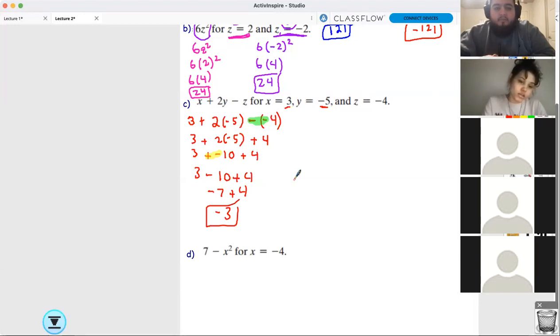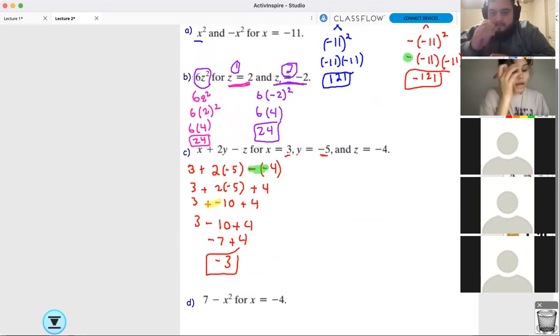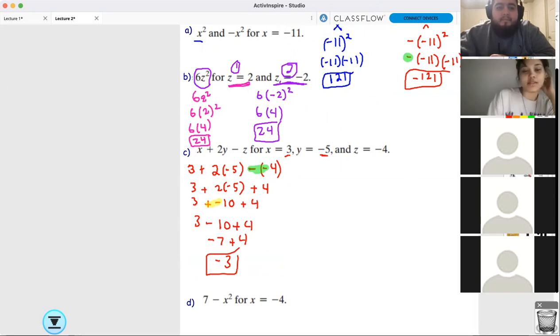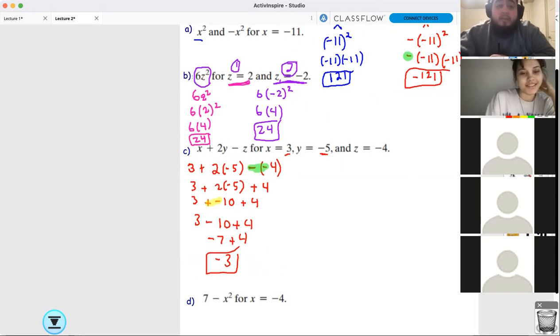I do have a question about B. Go. So on the second z equals -2, where did the exponent 2 come from? Look at the expression. Kayla, what do you see? It's 6z squared. The z is being squared, ma'am. I thought that was like its own thing, or I don't know. No. That was a great question.